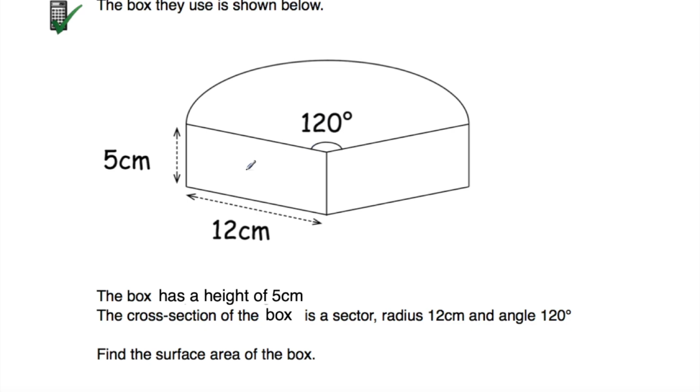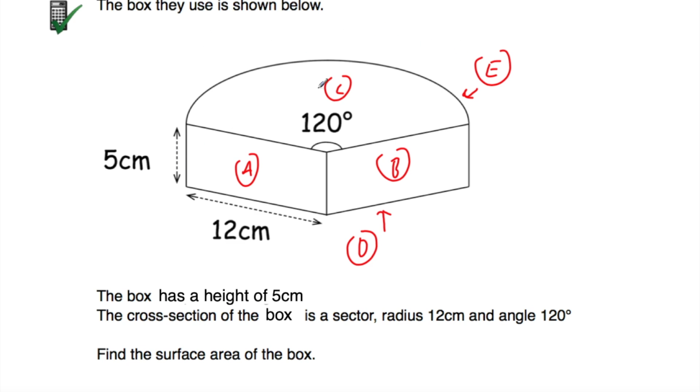So let's consider the faces and let's label them. We'd have A, that rectangle there. We'd have B, that rectangle there. We'd have C, which is this sector at the top of the box. We'd have D, which is the same sector at the base of the box. And then we would have E, which is that curved face that goes around the outside, the back of the box there. So it's that curved face that goes around the back of the box.